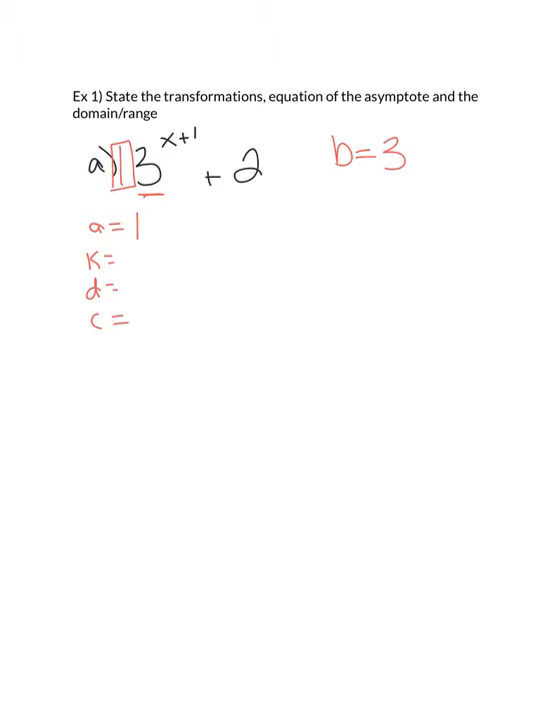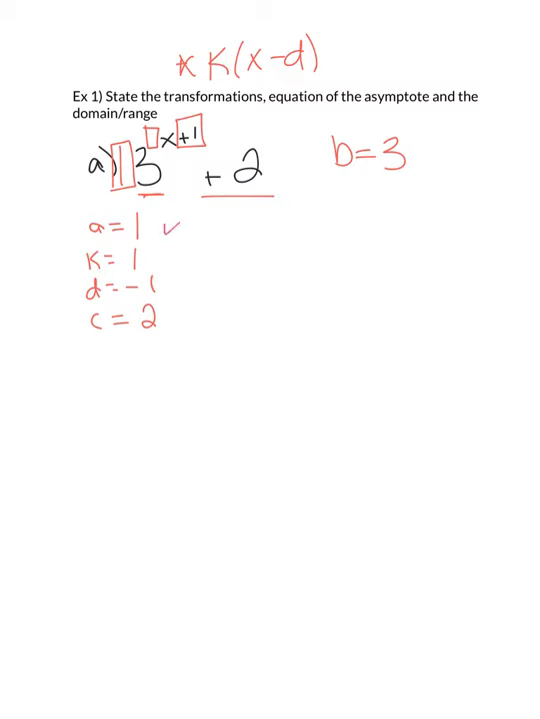Our k value is going to be in front of the x. So again, we have nothing and it's 1. Our d value is right here. Now remember, d is the one that's always backwards. So we know that it needs to say kx minus d. Now since ours says plus 1, we know our d is actually a minus 1. And finally, we have our c value here of 2.